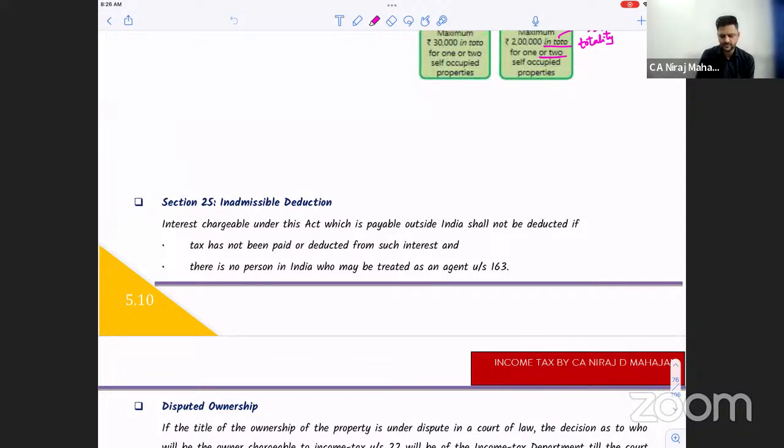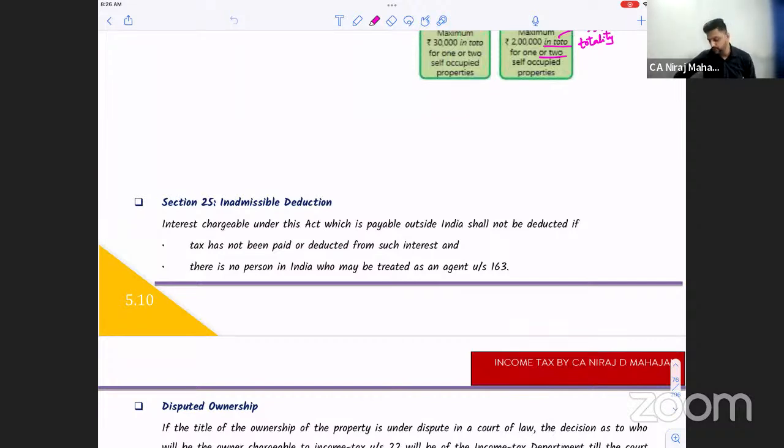What is the pre-construction period? It starts from the date of disbursement of loan and ends on the earlier of loan repayment date or 31st March preceding the date of construction completion. I hope that is clear. And whatever is the interest of the pre-construction period, we can take 1/5 from the year in which construction is completed. So in total we can take it over 5 years. That also we had covered.